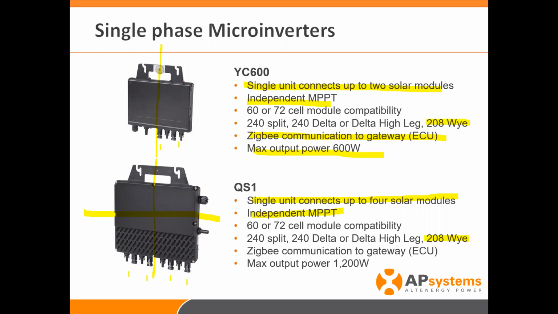And 600 watts AC out. Again, 300 watts per channel. So if you're only using a single channel, you get 300 watts on this side, 300 watts on this side, for a total of 600 watts. The QS1, again, 300 times 4 is 1200. So 300 watts per channel because of the independent MPPT.